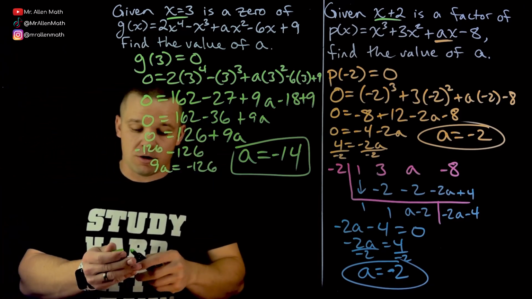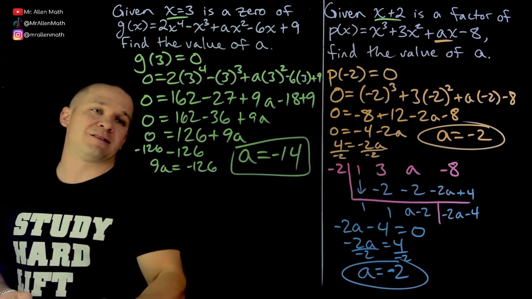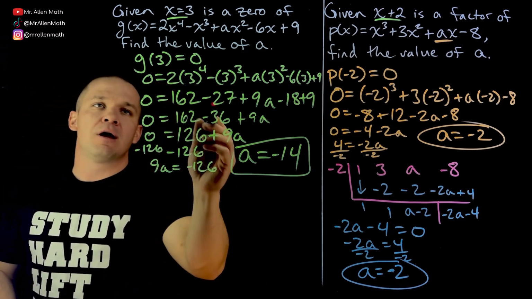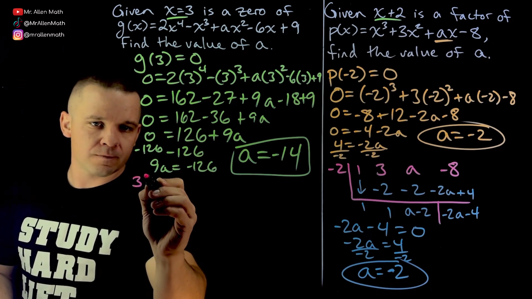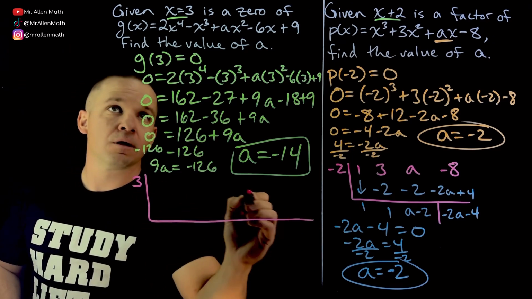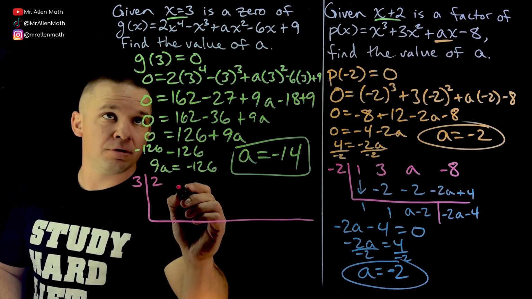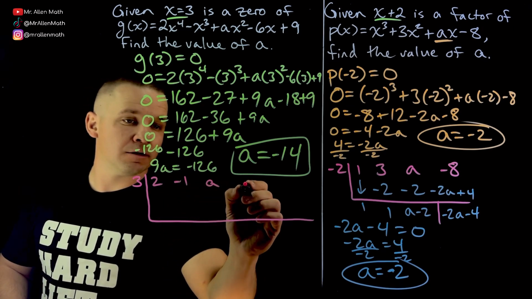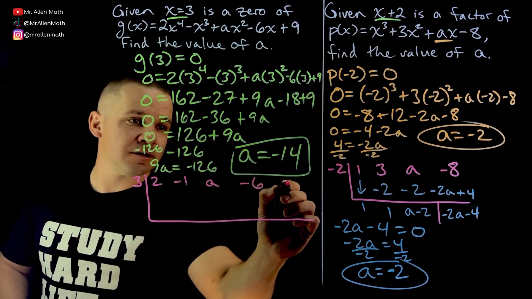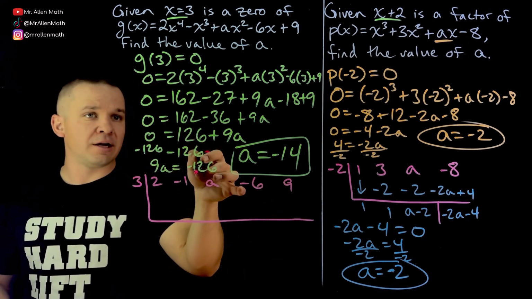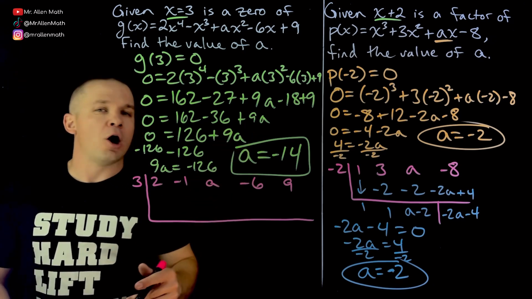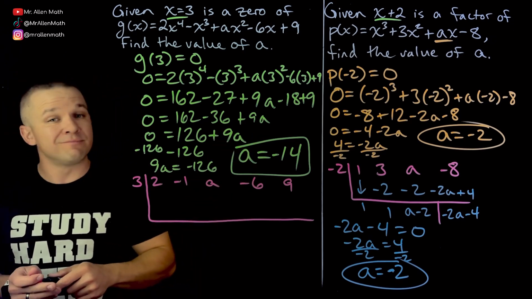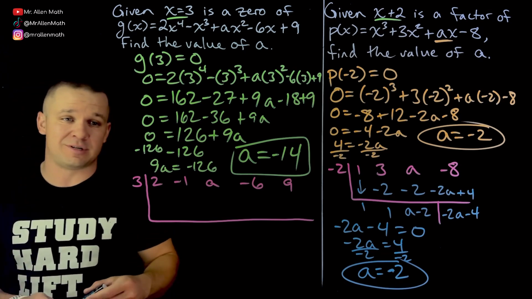Let's see what happens here with the synthetic division process, okay? So I have, and hopefully I have enough room here. I think I do. Let's put 3. And I've got 2, negative 1, a, negative 6, and 9. 2, negative 1, a, negative 6, 9. Okay. Always double check those things, right? You don't want to get a problem wrong for some stupid mistake. I know how that goes. I do that from time to time.